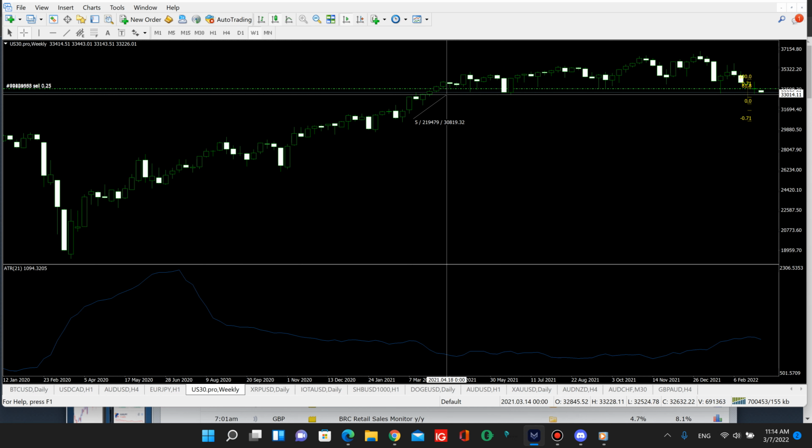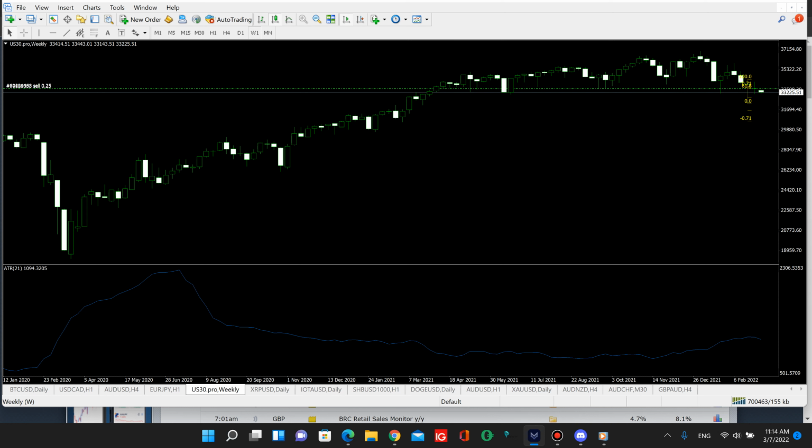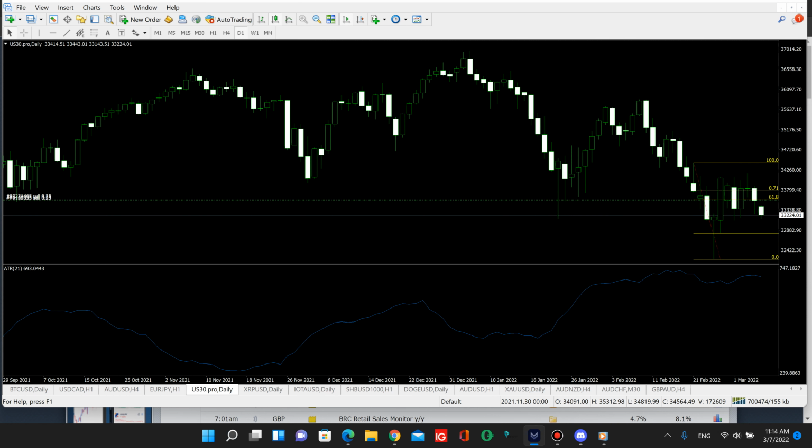It's going to drive down a lot of points. And this is a big opportunity for sellers. So if you're looking for a bear market to enter right now, the US30 bear market is a very, very highly probable market right now.